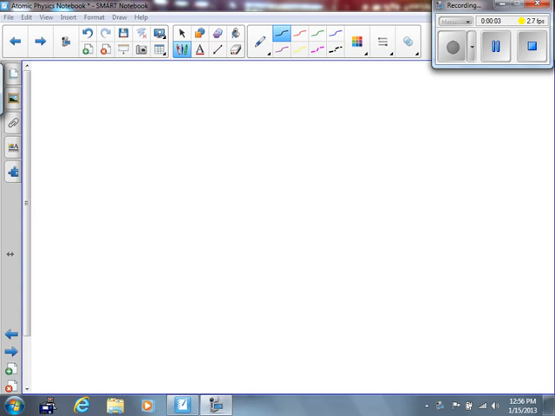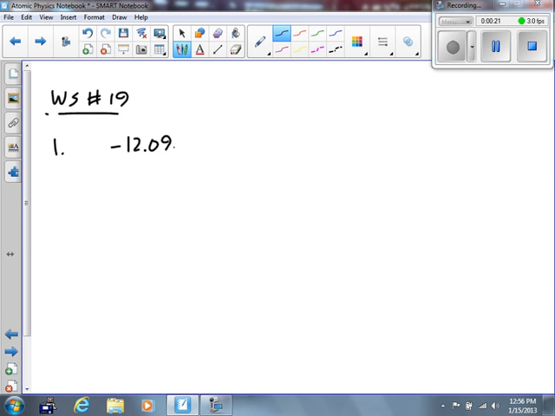Taking a look at worksheet number 19. That was homework from Friday. We'll give you the answers to that, and then you can tell me which question or questions we need to go over. For question number 1, I got an energy of negative 12.09 electron volts. I got a frequency of 2.9 times 10 to the 15 hertz, and I said that was UV light.